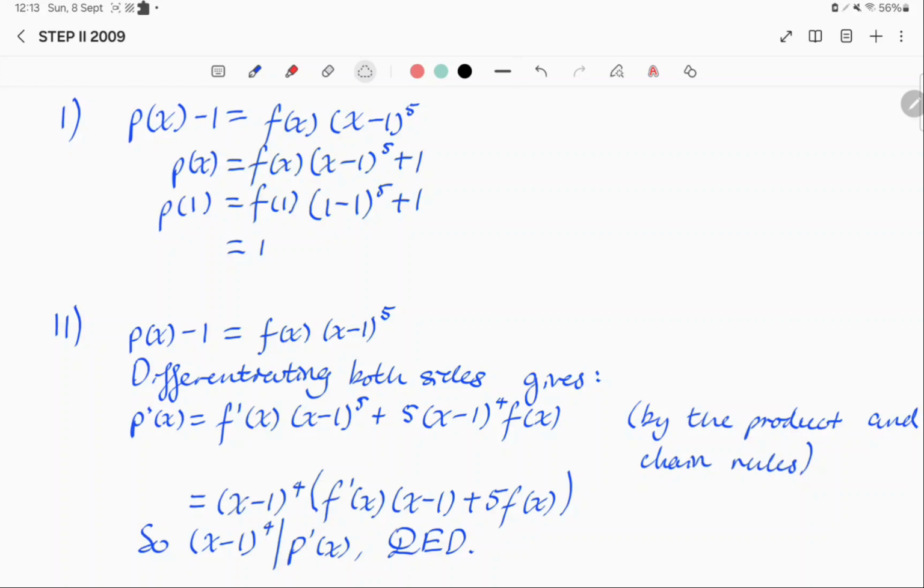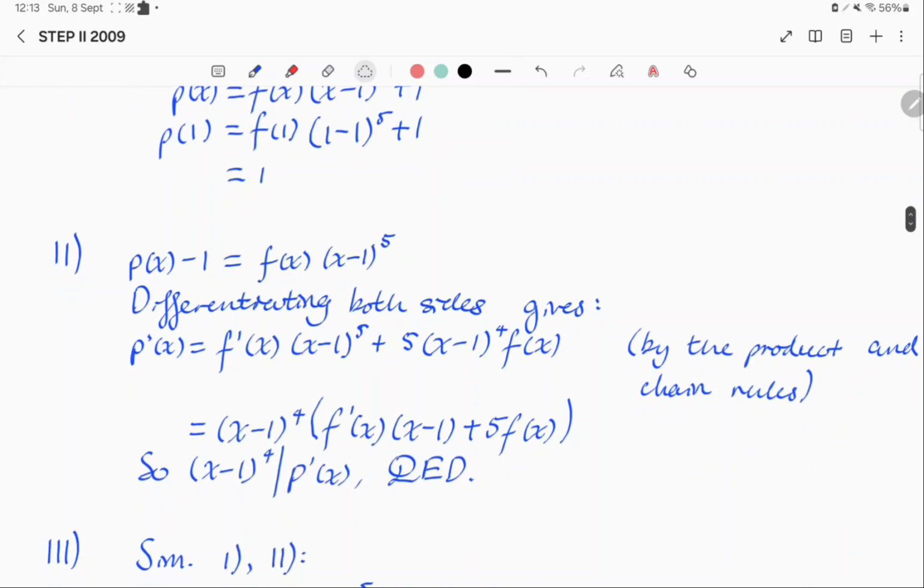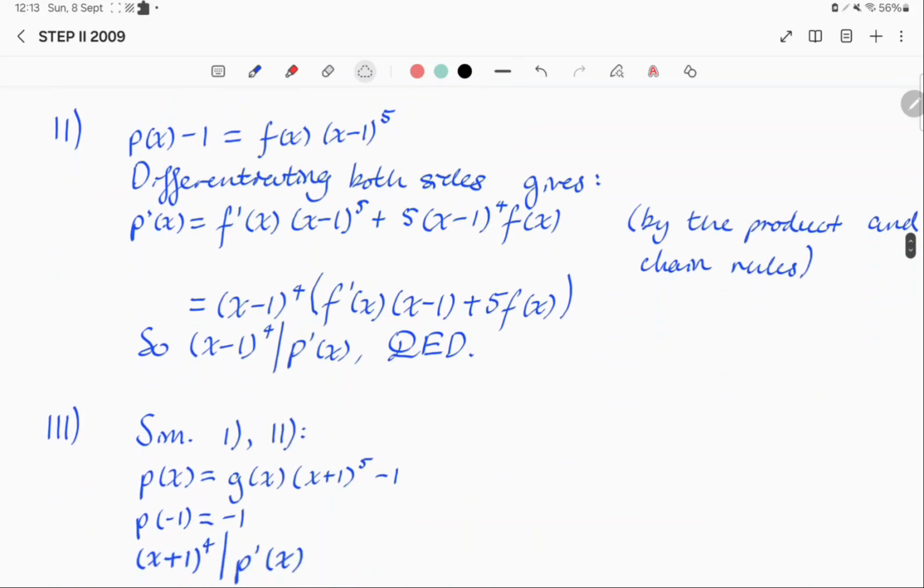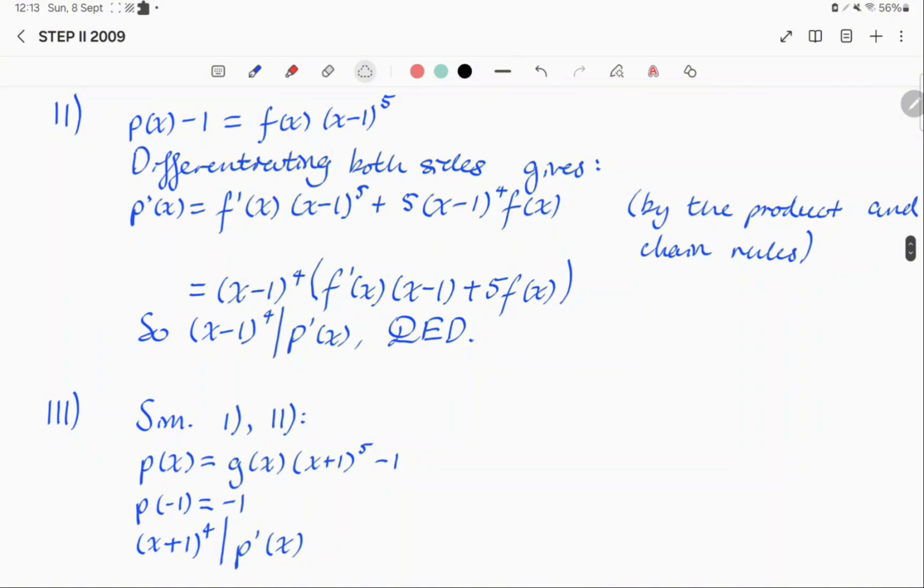Now let's move on to part 3. So similarly to parts 1 and 2, we have p of x is equal to g of x multiplied by (x plus 1)^5 minus 1, where g of x is another quartic function. p of negative 1 is equal to negative 1, as in part 1. And also notice that (x plus 1)^4 divides into p prime of x perfectly.